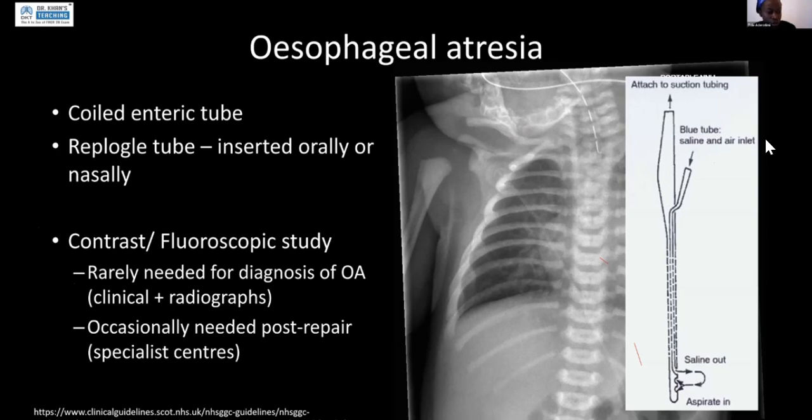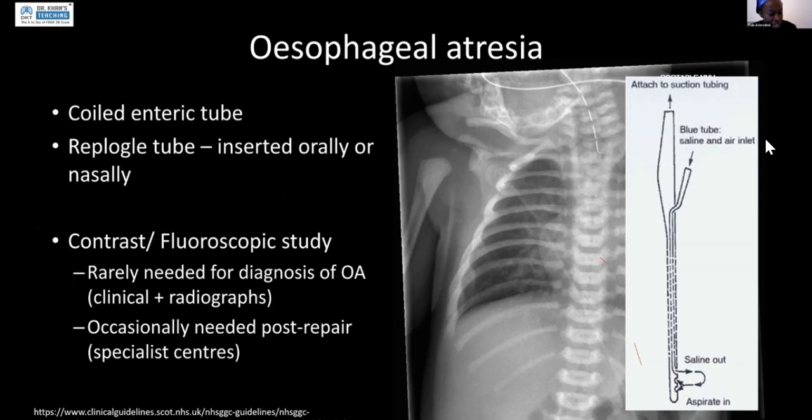We don't do contrast studies to diagnose esophageal atresia. It's normally done clinically, and sometimes it's even diagnosed antenatally, and it's done clinically on presentation. They can't pass the NG tube, and then they do a radiograph, and that confirms the presence. But we do sometimes do contrast studies either to look for H-type fistulas, particularly in kids who get recurrent aspirations or have difficulties with recurrent chest infections, and they think that they might have a hidden H-type fistula. Or we do it post-repair.